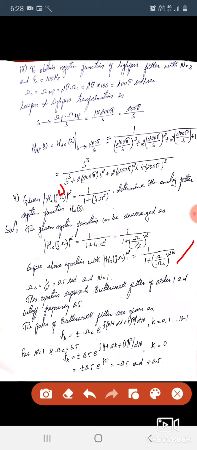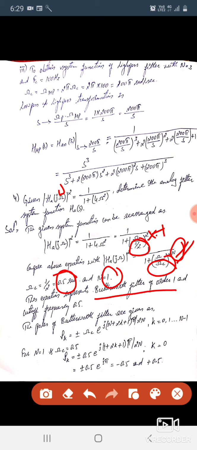H_a of j omega whole square is equal to 1 divided by 1 plus omega divided by the cutoff frequency, that is omega c, power 2n. Here 2 into n is there, here 2 into 1 is there. So n is going to have the value 1, then omega c is going to be taken as 1 by 2, that is 0.5. This equation represents a Butterworth filter of order 1 with cutoff frequency of 0.5.